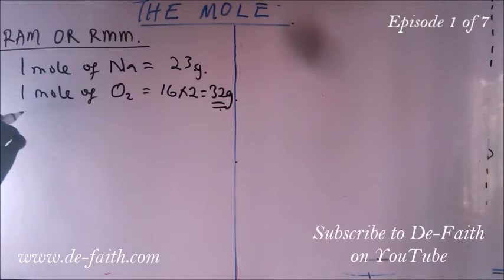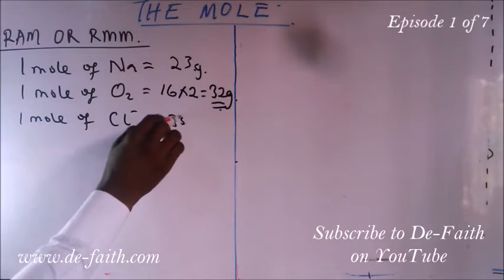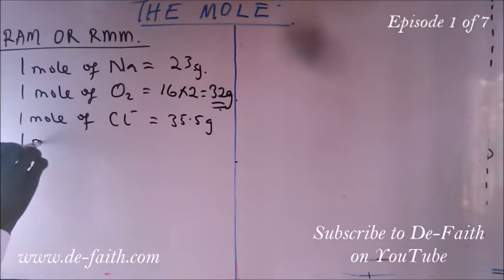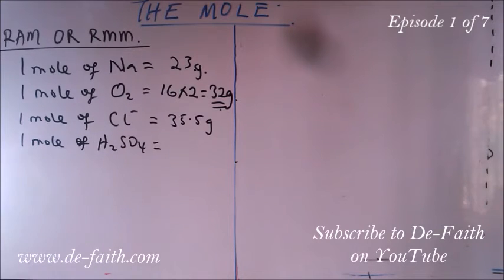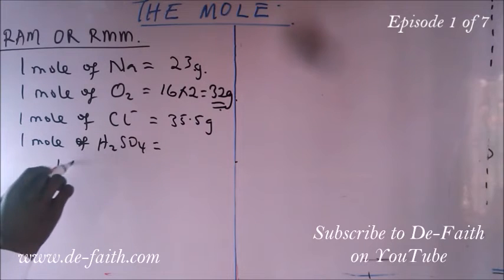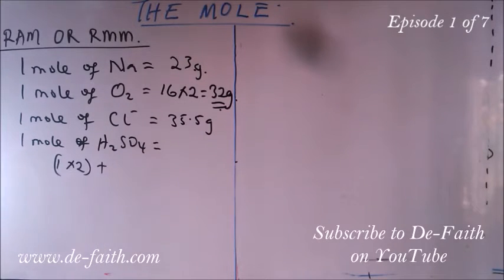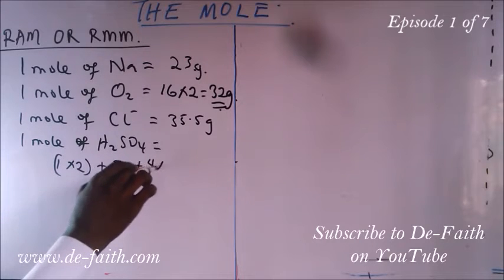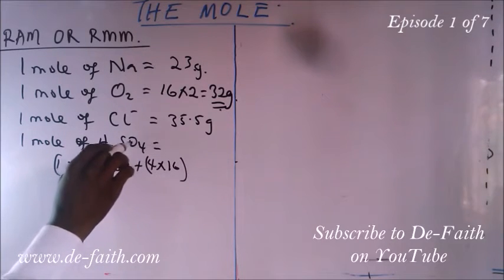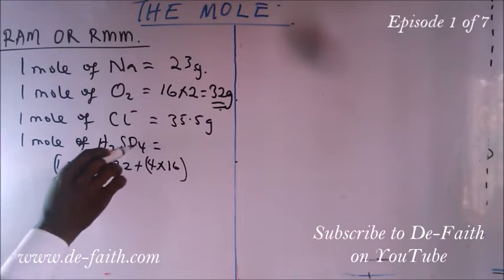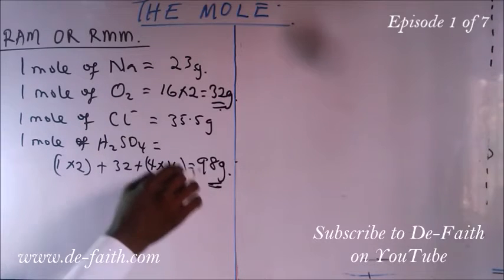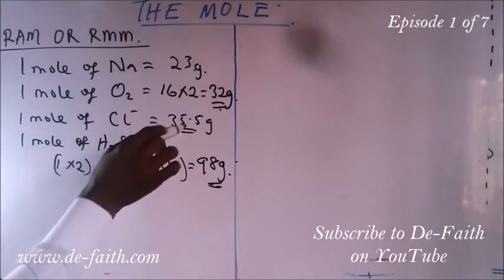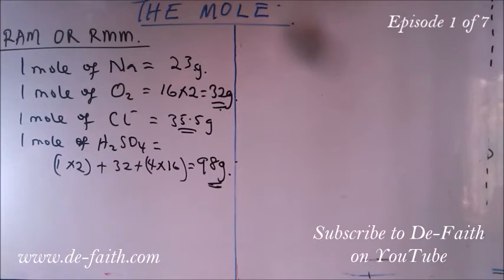You could also have an ion, like 1 mole of chlorine ion is 35.5 grams. You could have a compound like 1 mole of H2SO4. There's 1 in front of it, so it is about calculating individual atomic mass. So we have 1 times 2, plus sulfur is 32 grams, plus 4 times 16. That's 4 times oxygen has 16 grams, and the 4 applies only to oxygen. And so when we add all this it produces 98 grams. So all these are relative atomic mass. This is the relative molecular mass of tetraoxosulfate 6 acid.